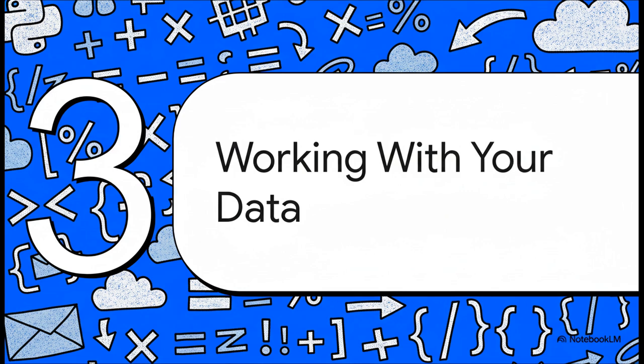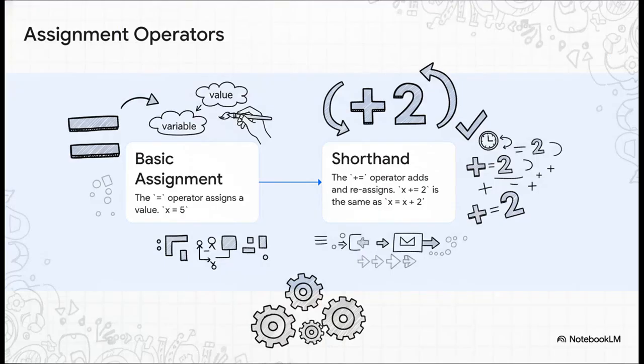All right, so now we can do math and we can ask questions. Let's look at the operators that help us manage and work with all of our data in a really efficient way. So we already know the basic assignment operator, right? The single equal sign. It just puts a value into a variable. But to be more efficient, Python gives us these awesome shortcuts. So instead of writing out the long version, x equals x plus 2, we can use the shorthand x plus equals 2. It does the exact same thing, adds 2 to whatever x is, but it's just cleaner and way more concise.